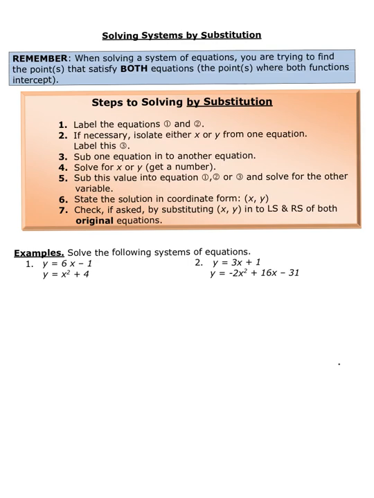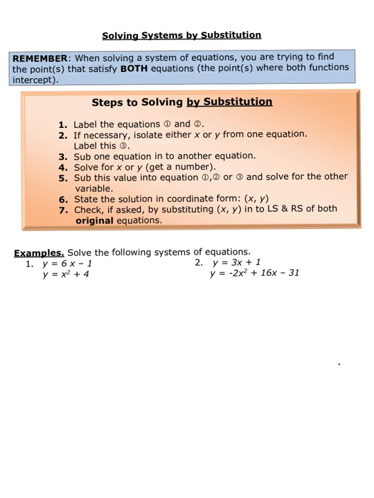These steps are as follows. Step 1, label both equations as equation 1 and 2. Step 2, if necessary, isolate either x or y from one of the equations and label this equation 3. Usually we isolate for y because it's easier.